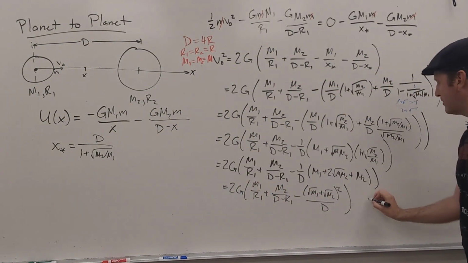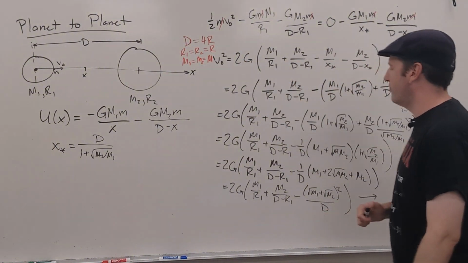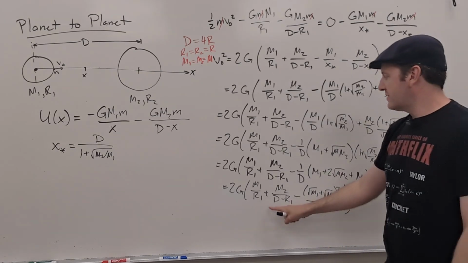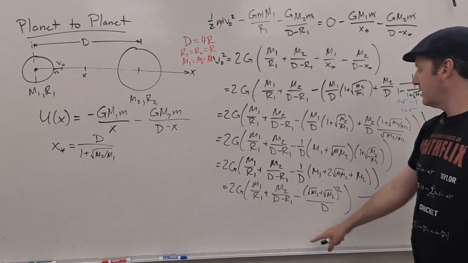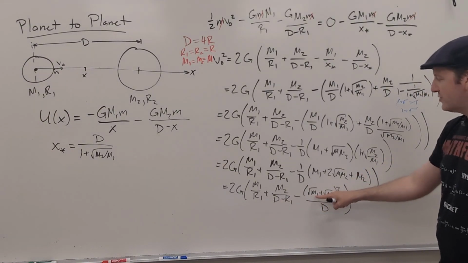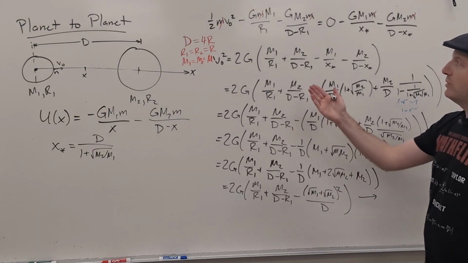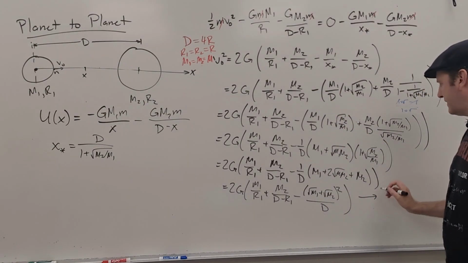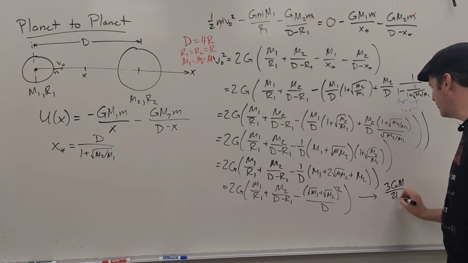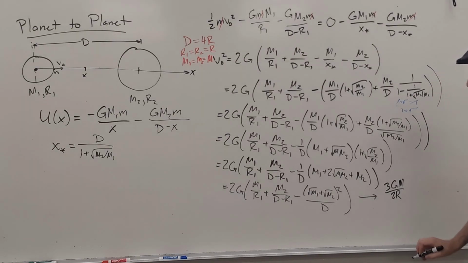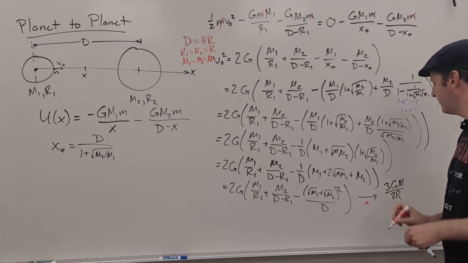If we plug in those special values, so two identical planets whose distance is separated by 4r, we can see that we're going to get what? M over r, m over 3r, and then, well, 2 of these squared. Again, the d will be a, what was it, a 4r. And at the end of the day, you'll get a 3GM over 2r as your final answer in this sort of special case.